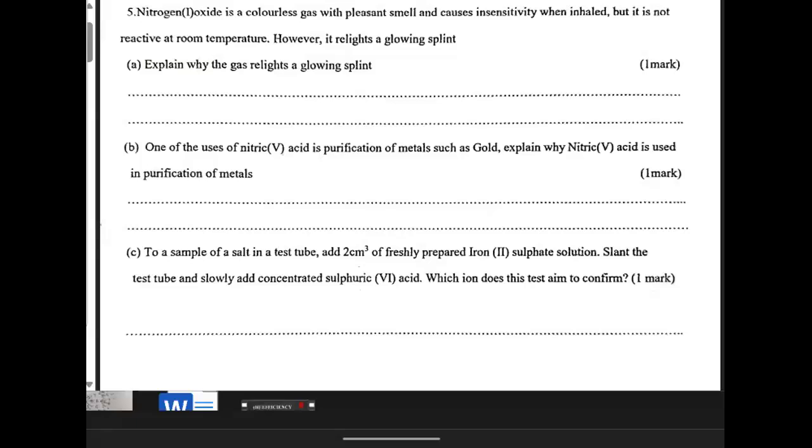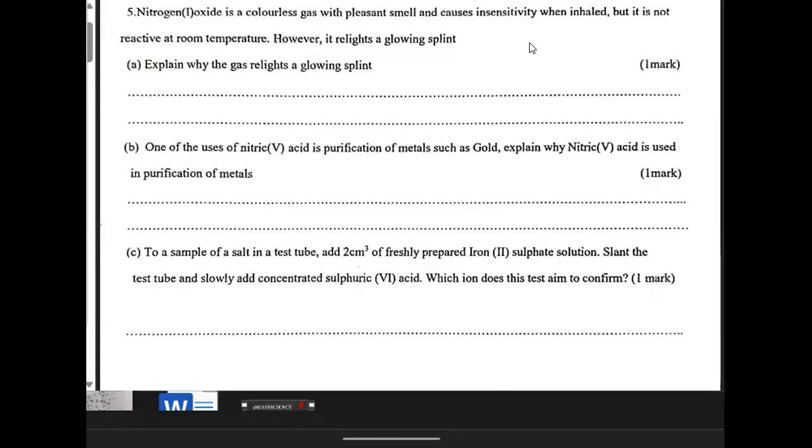This can be repeated with nitrogen 1 oxide. It can also be replaced with carbon 4 oxide, nitrogen 2 oxide, or nitrogen 4 oxide. Then one of the uses of nitric 5 acid is purification of metals, e.g. gold. Explain why nitric 5 acid is used in purifying metals.